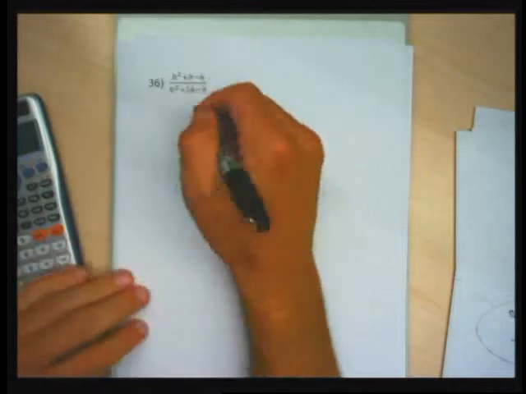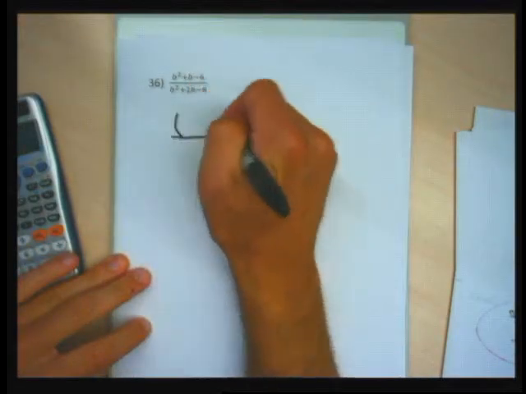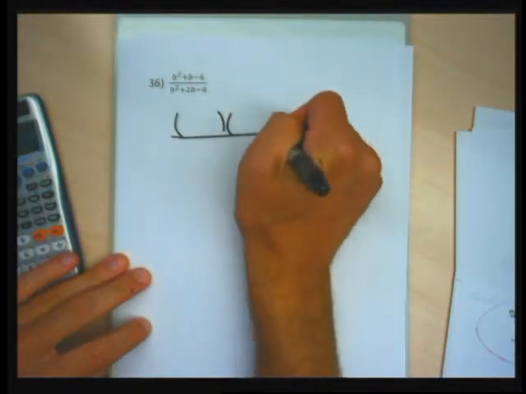Problem 36: both the numerator and the denominator have squares, so they're both two-parentheses factorings. And you can't cancel until you factor. So I'm going to rewrite this problem. Step 1 is going to be factoring.